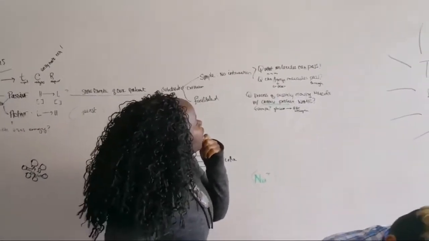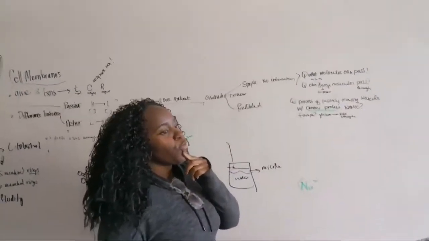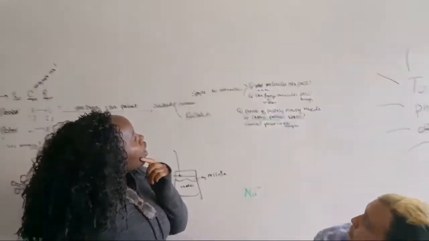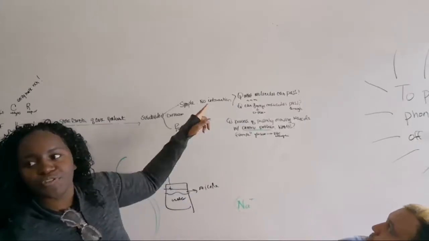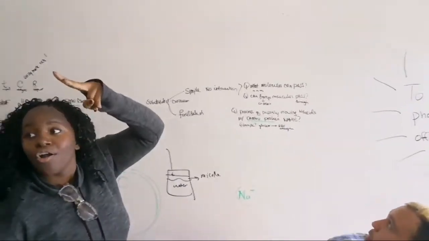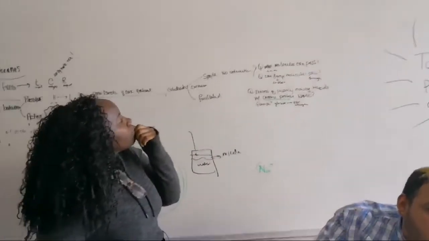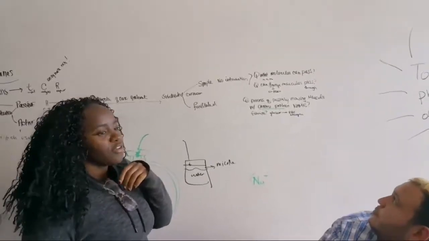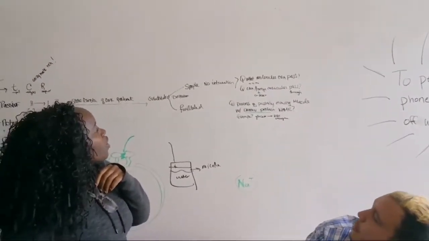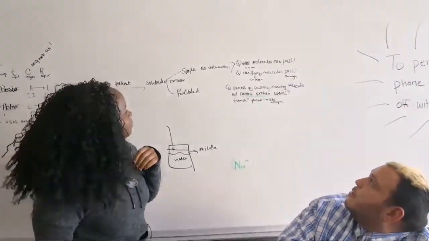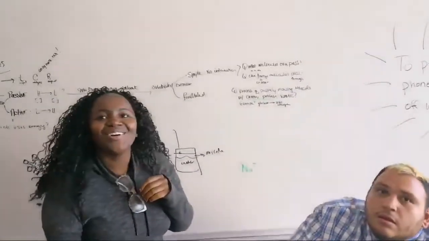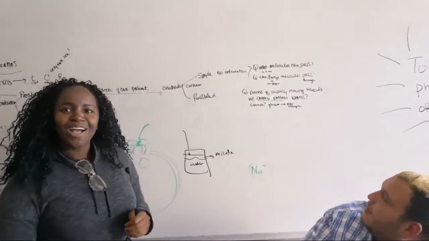And then, can large molecules pass in simple diffusion? No. Okay, yeah, you're right. And so what kinds of molecules can pass through facilitated diffusion, Kyle? Sodium, potassium.